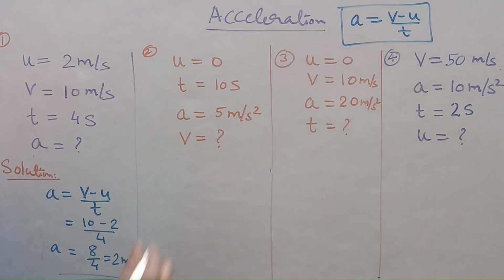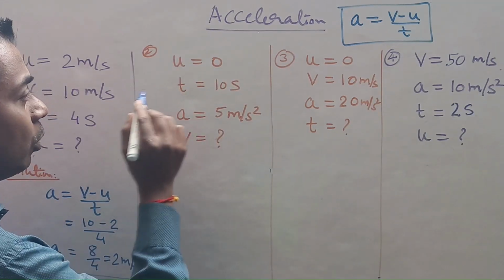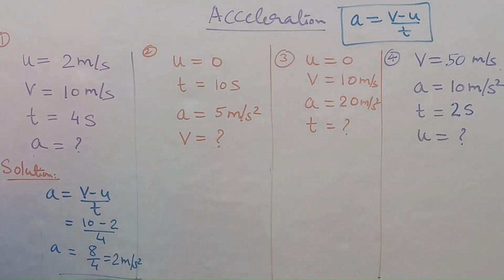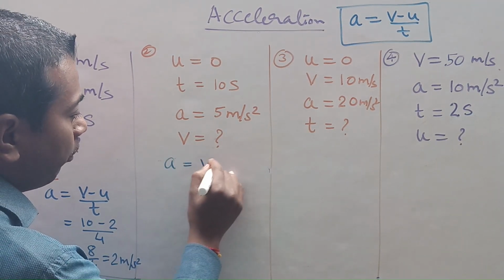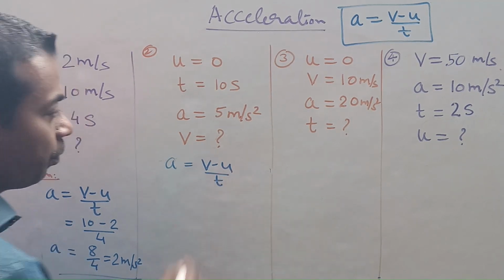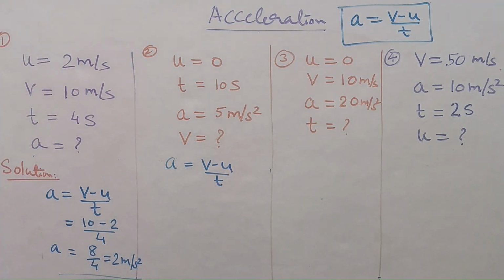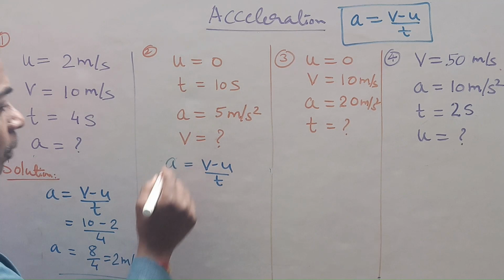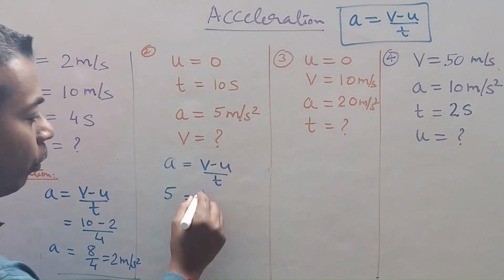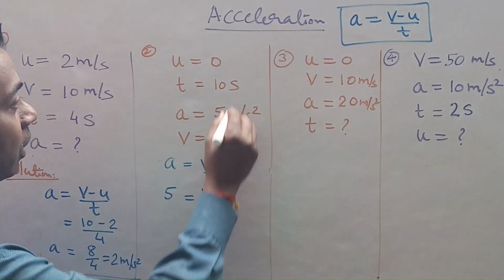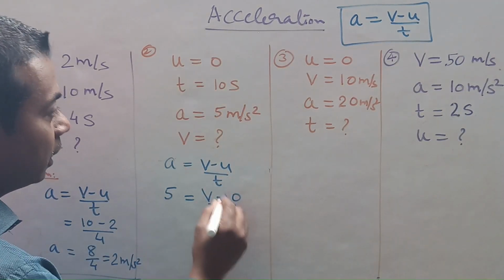Now let's look at the data where you have initial velocity 0, time 10 seconds, acceleration 5. I need to find final velocity. What I'll write: acceleration is equal to v minus u divided by t. I won't change anything, I'll just substitute the values. Acceleration 5. Final velocity, no, I don't know. Initial velocity 0. What is the time given?